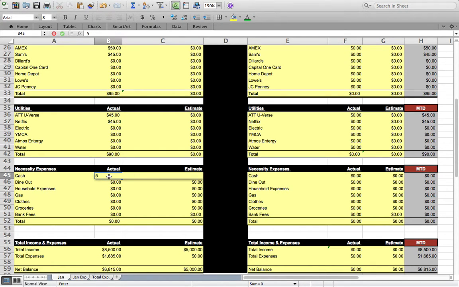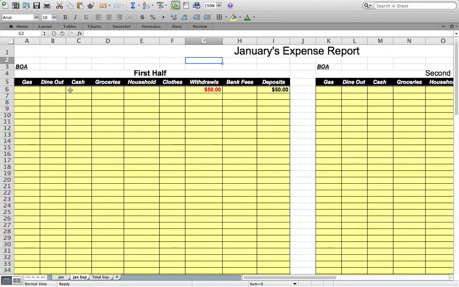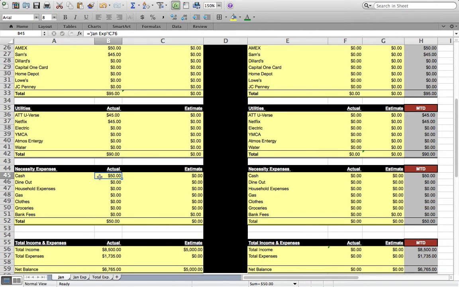When I enter this $500 or this $50 cash or whatever. Let's say we got $50 in cash. So we go $50 in cash and hit enter, and we go back over here to cash. There it is right there. So it gives me a total of what cash I've spent for the first half of the month. Now also you have the dine out.